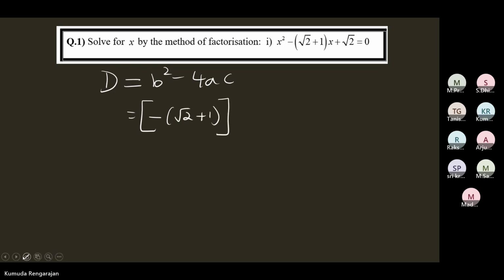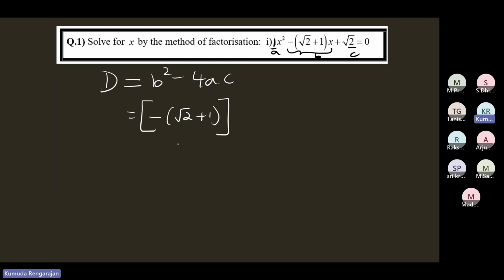Supposing we have to find the discriminant of this quadratic equation, only the discriminant. So D is given by b square minus 4ac. The value of b is minus of root 2 plus 1. What are the values of a, b, c? The coefficient of x square is a, the coefficient of x is b, and the constant is c. So a is 1, b is minus of root 2 plus 1, and c is root 2.